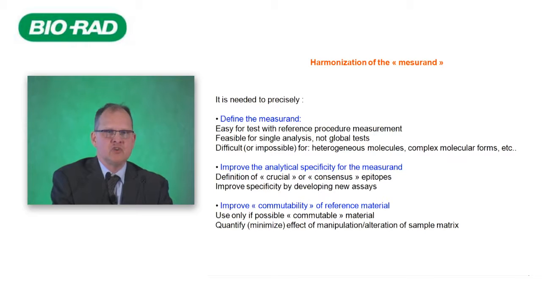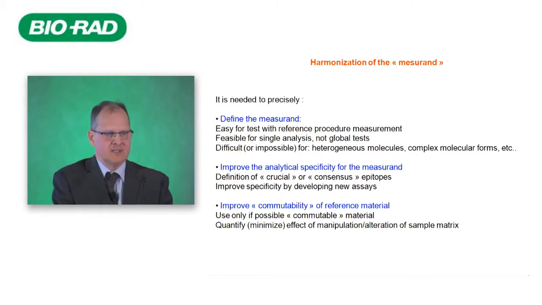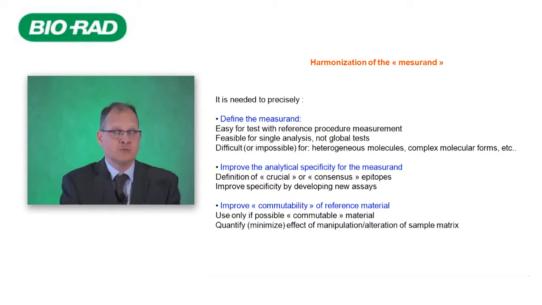First step is harmonization of measurement, that is also called the test. It needs to precisely define the measurement. For most of the tests we talked about this morning and this evening, it's rather easy, for cholesterol, triglycerides, etc. But in France and in all our labs, we have many, many different tests, including immunologic tests, which deserve this assumption. So it is easy to test with a single reference procedure and reference measurement, but it's feasible for single analytes, not for global tests, such as hematologic tests. It's difficult or rather impossible for heterogeneous molecules, complex molecular forms, etc.